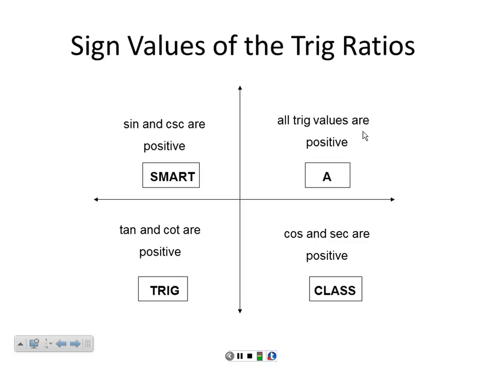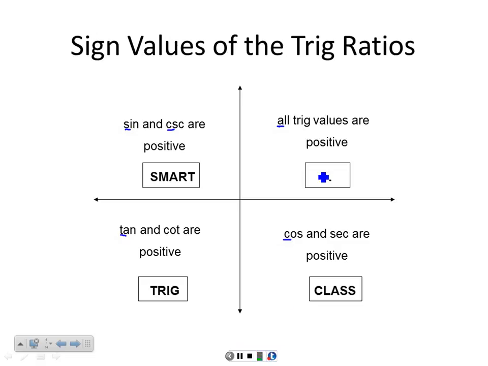A means that all trig values are positive. Any trig value found for any angle in quadrant 1 is going to be positive. SMART, S, that's going to be sine and its reciprocal cosecant. Sine is going to be positive and so is cosecant, its reciprocal. Trig stands for tangent and its reciprocal cotangent. They're going to be positive in quadrant 3. And in quadrant 4, class, C stands for cosine and its reciprocal secant is going to be positive.